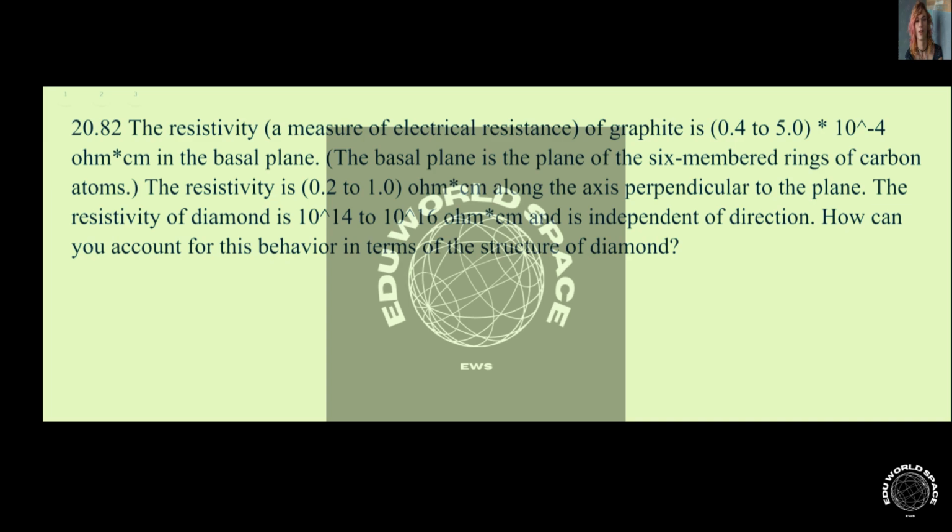So basically, we're told that graphite has the lowest resistance, meaning it's the best conductor in the basal plane, and then it's a slightly worse conductor in the axis perpendicular to the basal plane, and then diamond is an even poorer conductor, with an even higher resistivity. So let's go over what the structures of diamond and graphite are, and we'll talk about how those can account for these resistivities.